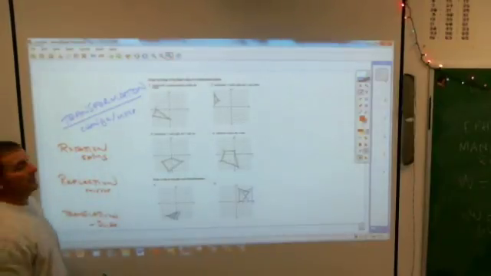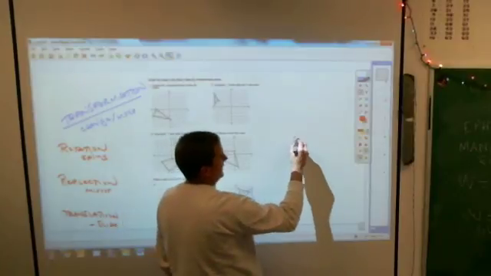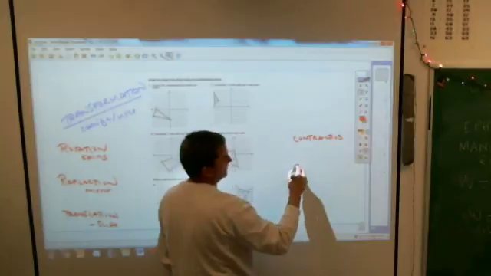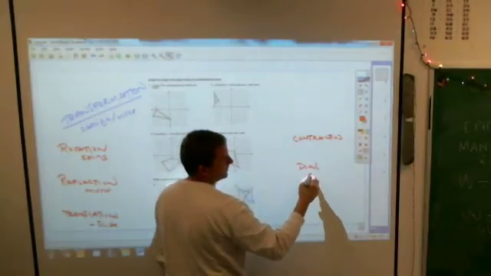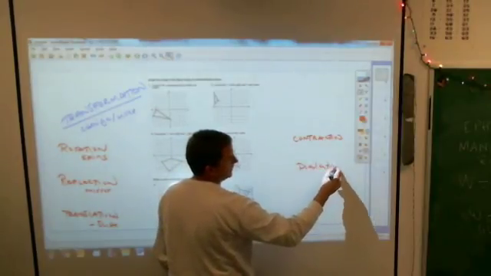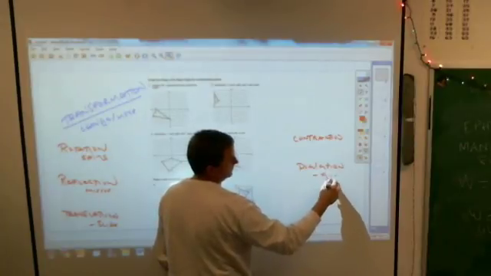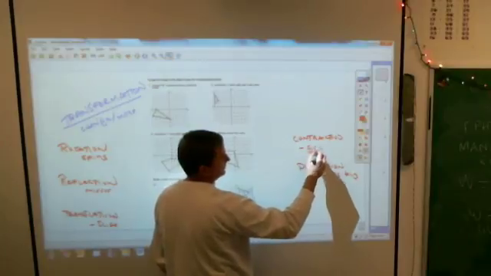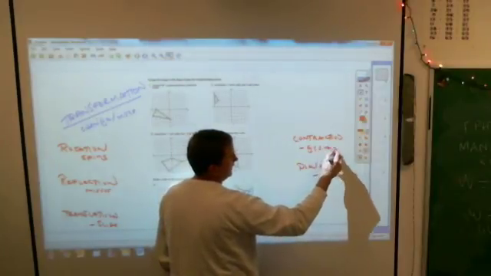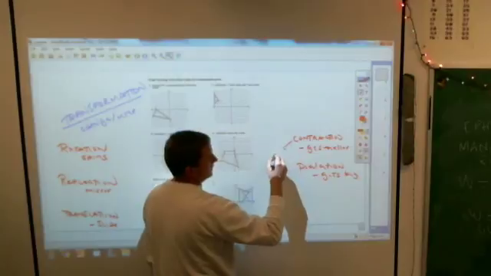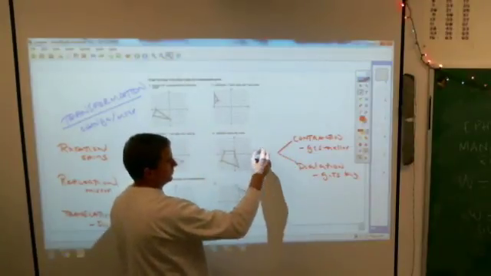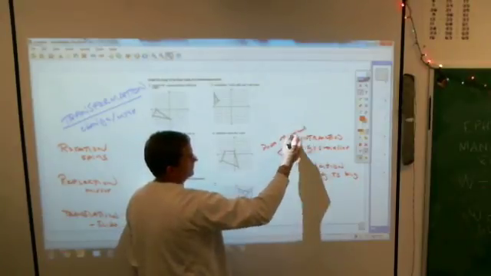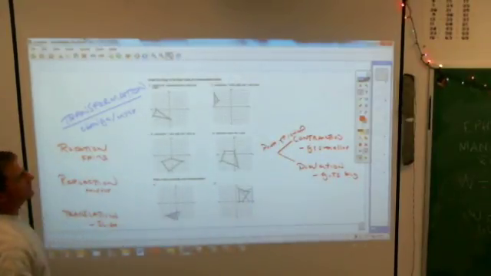And then on the other side, we have contractions and dilations. We don't talk a whole lot about the dilation. A dilation means it gets bigger, and contraction means it gets smaller. But when you talk about contractions and dilations, it stays proportional when it does it. I don't think we talked too much about that, but it's good to know.